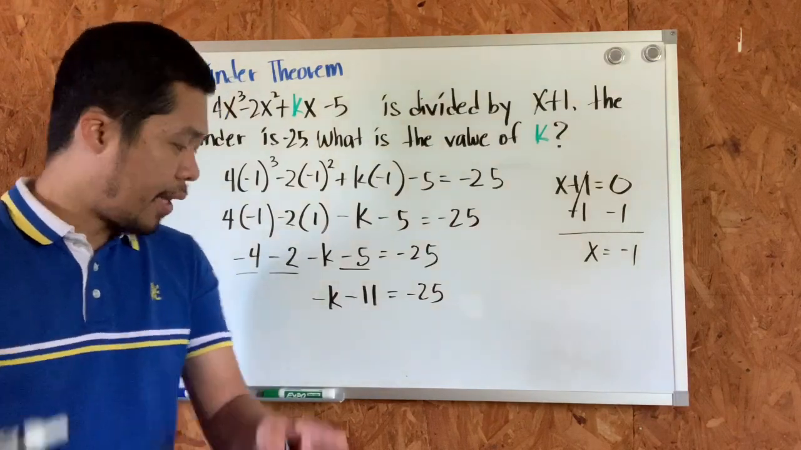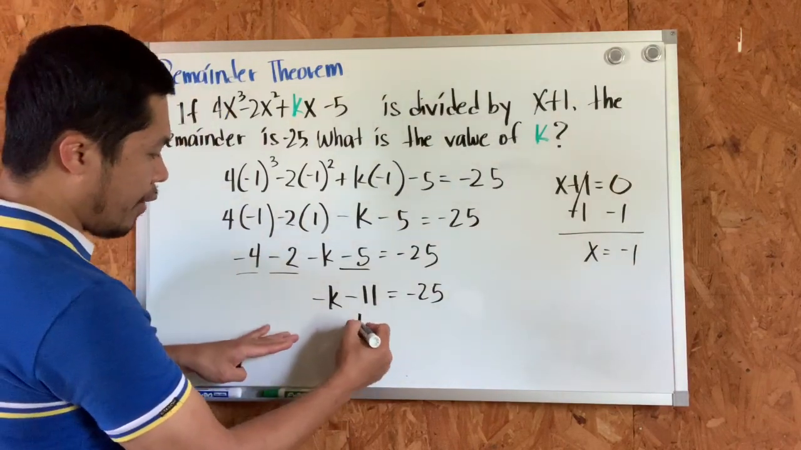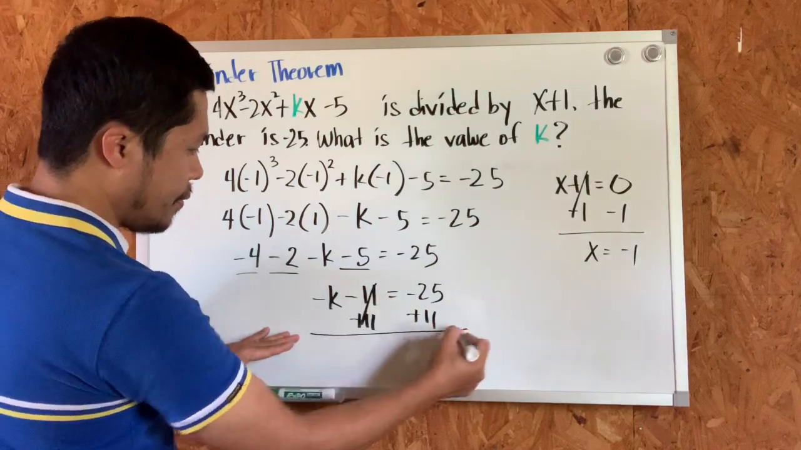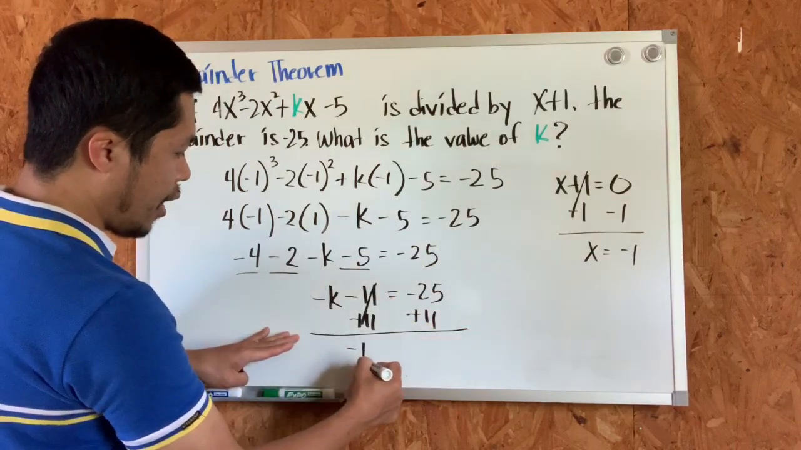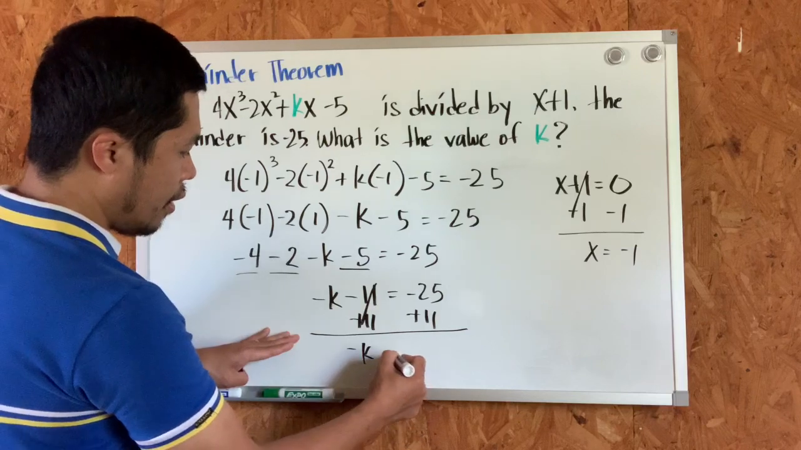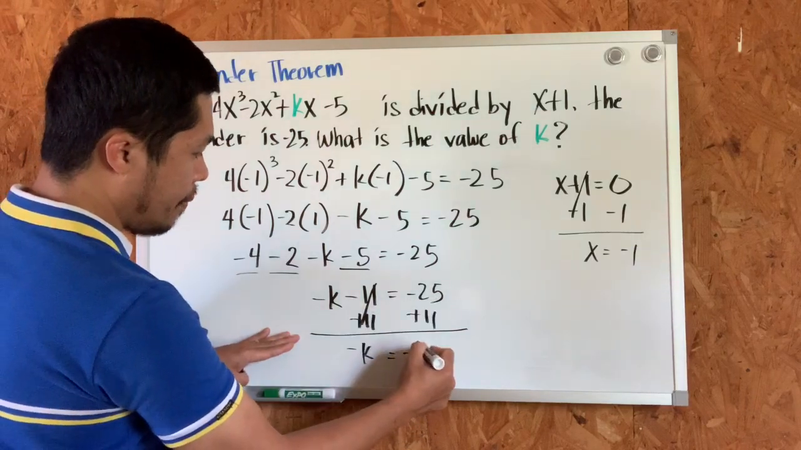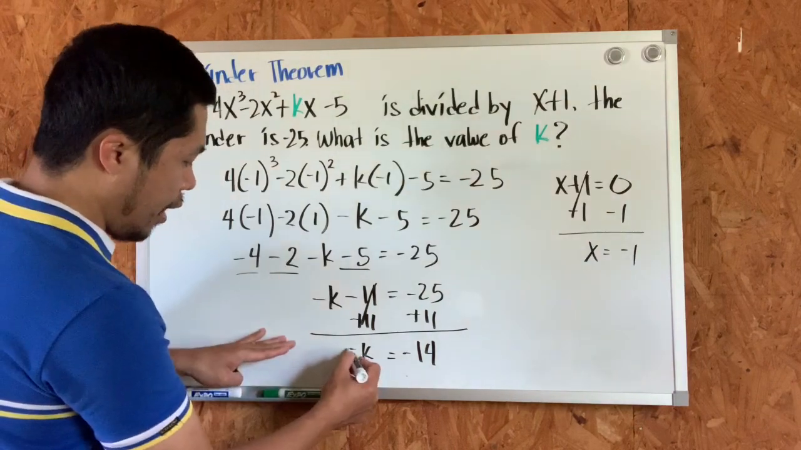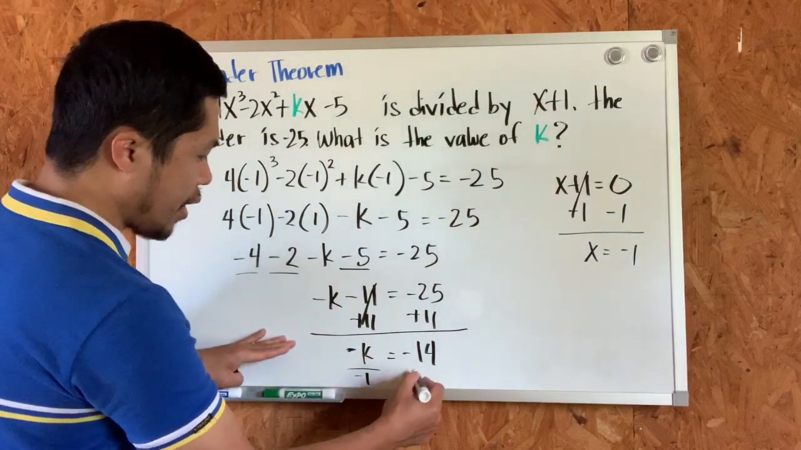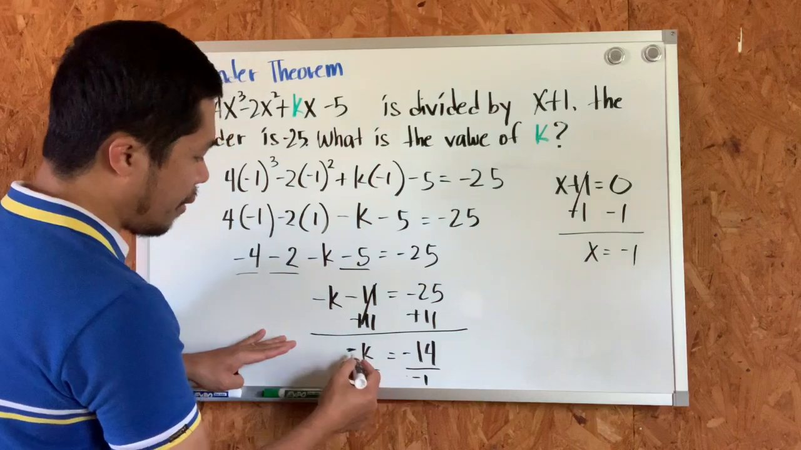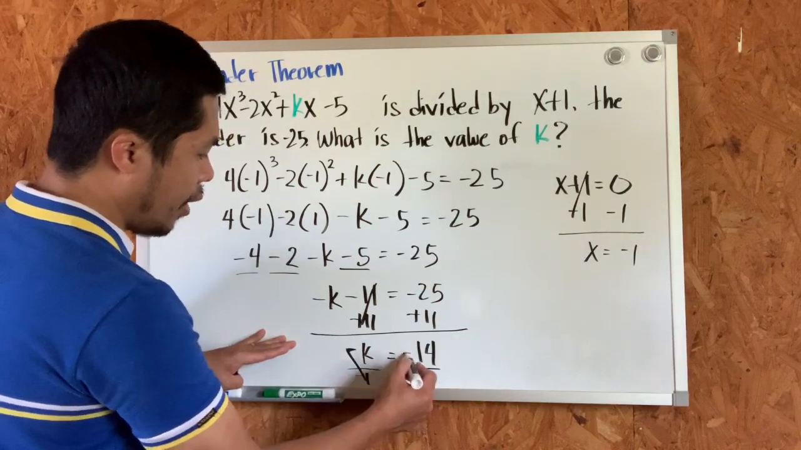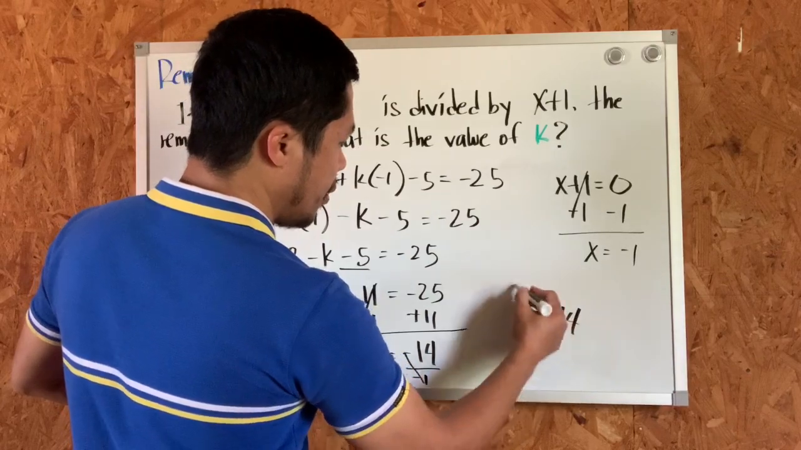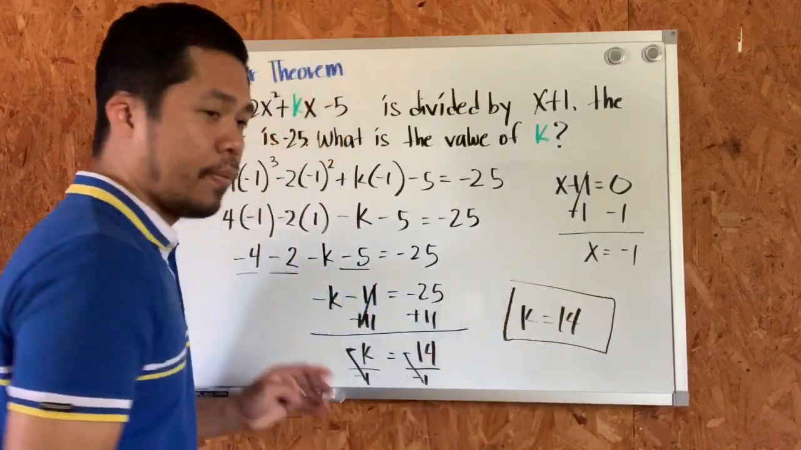And then we will add 11 on both sides. We will cancel this. So this is negative k equals negative 14. And then finally, we will divide both sides by negative 1 or multiply both sides by negative 1. So our k is equal to 14.